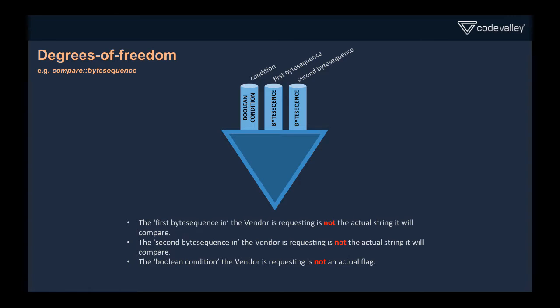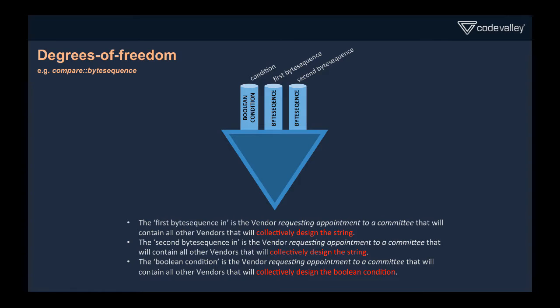Instead, this first byte sequence that the vendor is requesting is the vendor saying, Mr. Client, please make sure you put me in this special byte sequence committee with all the other guys who need this string as part of their designs so that we can design the string ourselves. And the same for the second byte sequence. And the same for the condition. None of these things exist when our vendor is contracted. Instead, the vendor is going to rely upon its client putting it in touch with its peers so that they can decide how that string will be represented and then proceed with their designs.